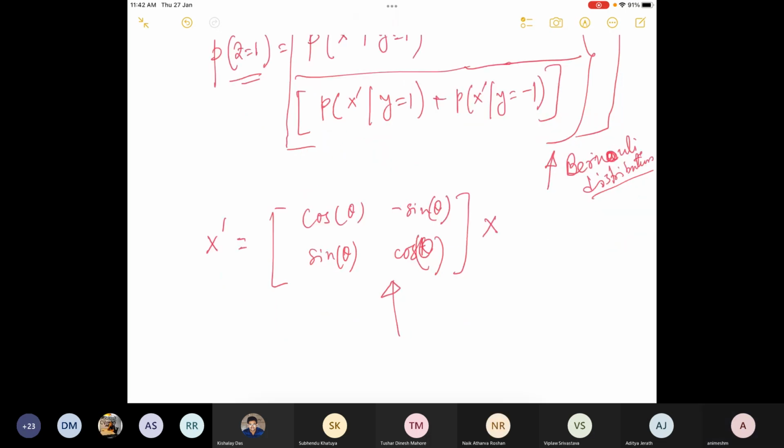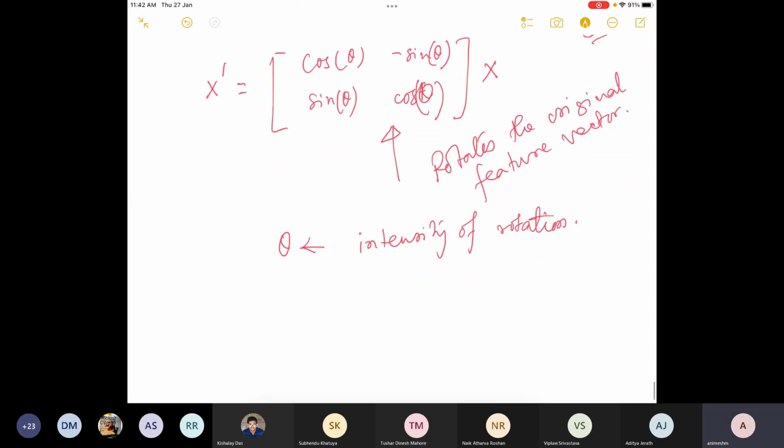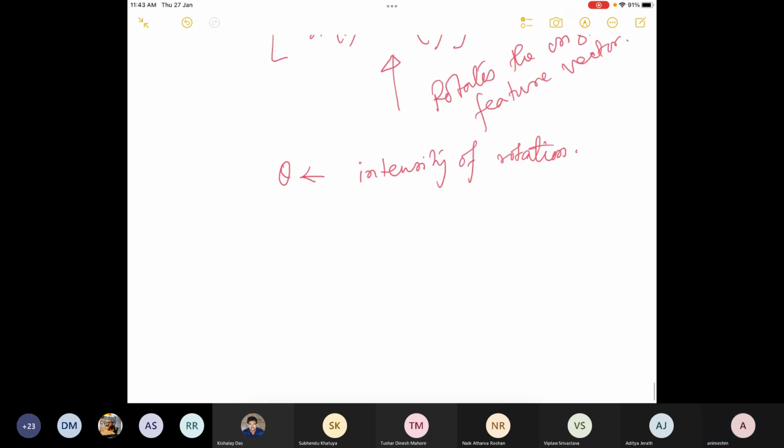What is this? What kind of a matrix is this? Rotation matrix. So this rotates the original feature vector. And depending on theta, you have the intensity of rotation. So the intensity of rotation is dependent on theta. Now the authors tested for two different theta values, two different rotation values, pi by 4 and pi by 8.